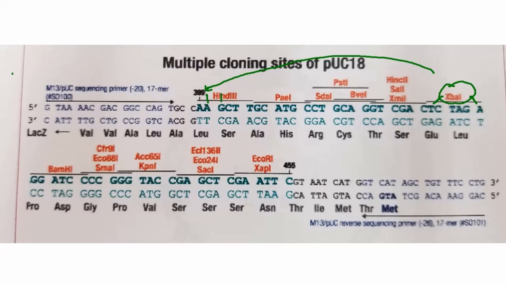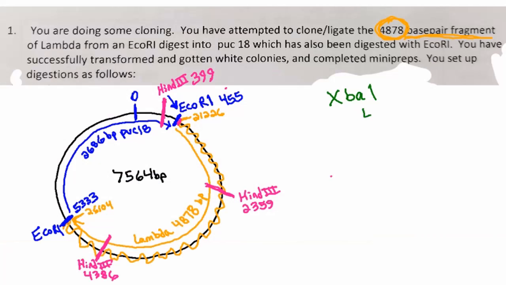So, and just count. So 400, 401, 402, and so on up to 423. So this is going to start at 423. So 423 on the pUC. Now, if on this pUC, if Hind 3 is at 399 up here, and Eco R1 is at 455, then 423 is just going to be sandwiched right in the middle between there. And here's Xba1 at 423. And that's the only site on the pUC.